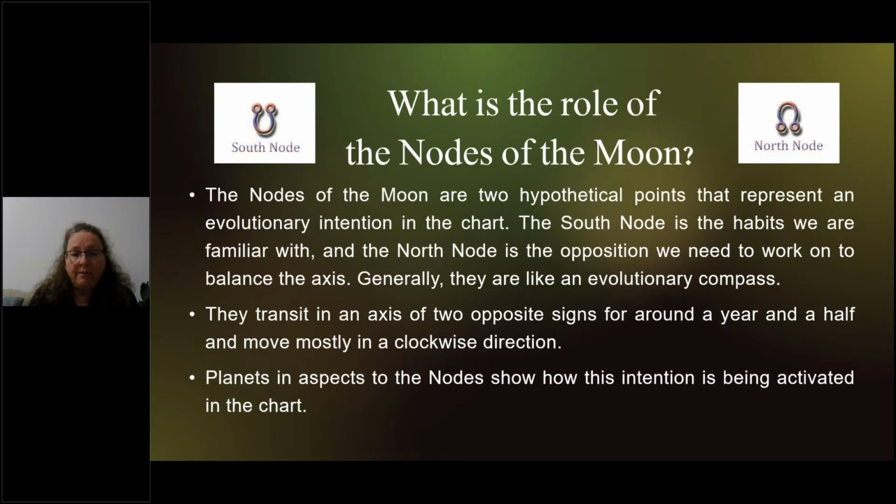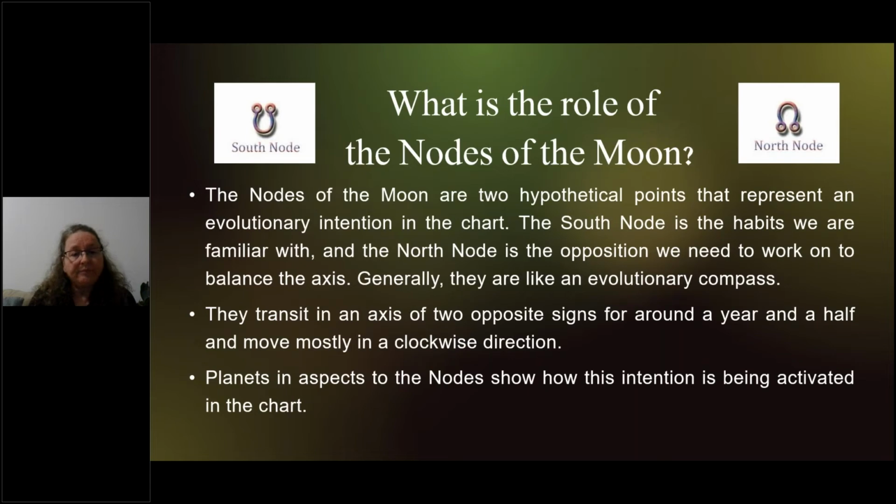So as I said, they transit in an axis of two opposite signs, the same degree for the south and the north. And they stay in this axis for around a year and a half, and they also move mostly in a clockwise direction, while it's against the whole chart. All the planets are moving anti-clockwise, and the nodes are moving clockwise.